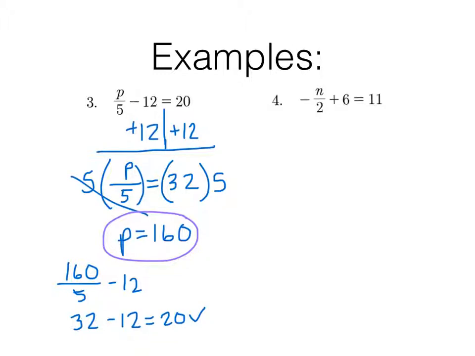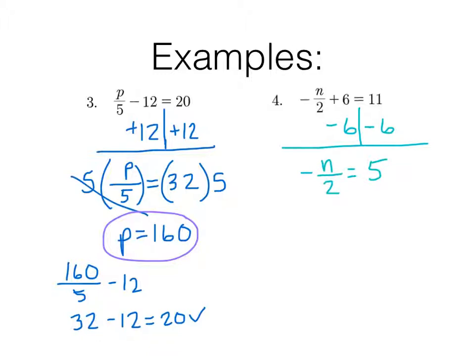Good, next one. This time we have negative n over 2 plus 6 equals 11. Don't let the negative throw you. We're still going to do things in reverse order in which they happened. So we have divide by 2, and then we have plus 6. So we're going to subtract 6 first. So we have negative n over 2 equals 11 minus 6 is 5.